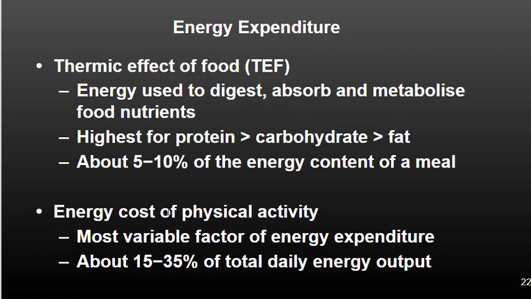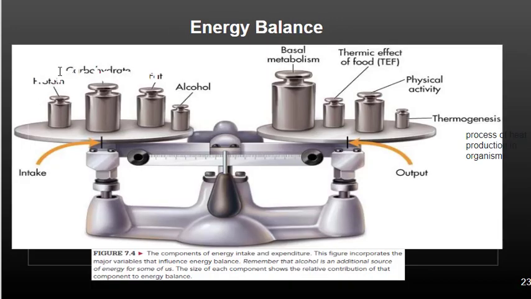Now, the third component is the energy required for physical activity. Okay, this is the most variable, as we said before. Some people are very inactive, some people are very active. Okay, so ideally what we want is a balanced situation. So we've got the energy coming in, all the various macronutrients coming in, and we've got the energy coming out: the basal metabolic rate, thermal effect of food, and physical activity.